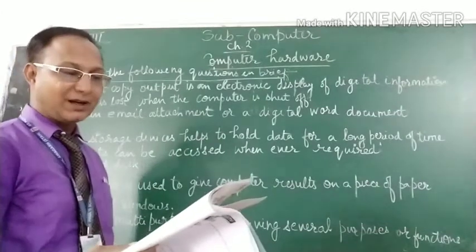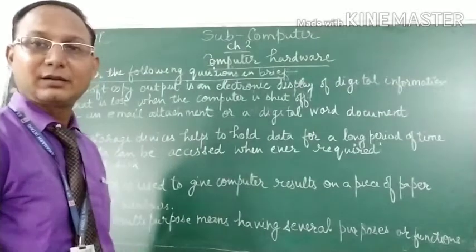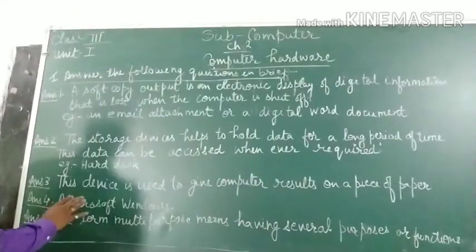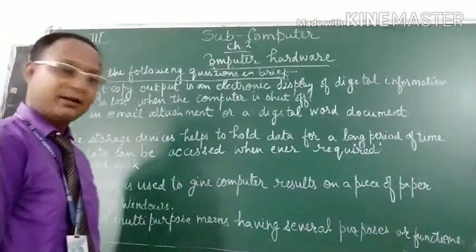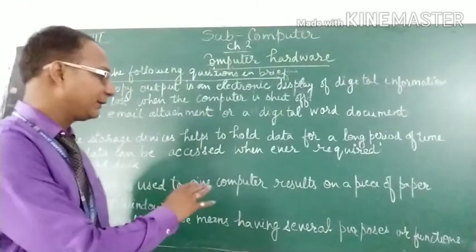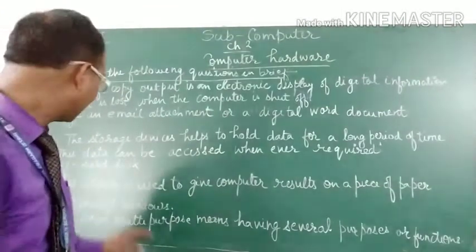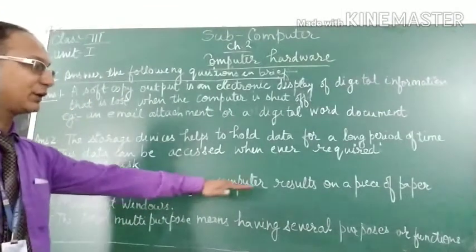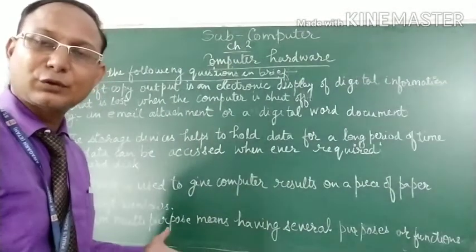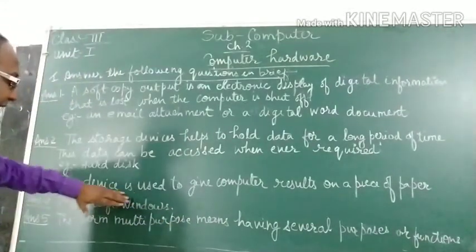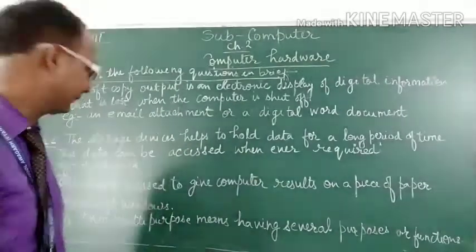Question number C. What is the use of a printer? You will only note down this. What is the use of a printer? Okay? This device is used to give the result on a piece of paper. This device is used to give the computer result. We take the printout on a piece of paper. So we can say this device is used to give computer result on a piece of paper. And it is also called hard copy. So the answer will be: this device is used to give computer result on a piece of paper.